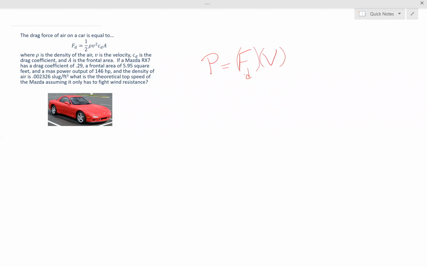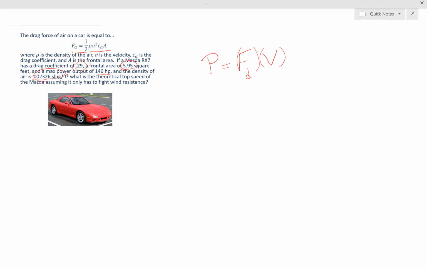Looking at this problem, in the problem we're told what the output power is. We're given a definition of the drag force as a function of several other values which are given within the problem statement itself. We're given that the drag coefficient is 0.29, that the frontal area is 5.95 square feet. We're also told that the density of air is 0.002326 slug per cubic foot.